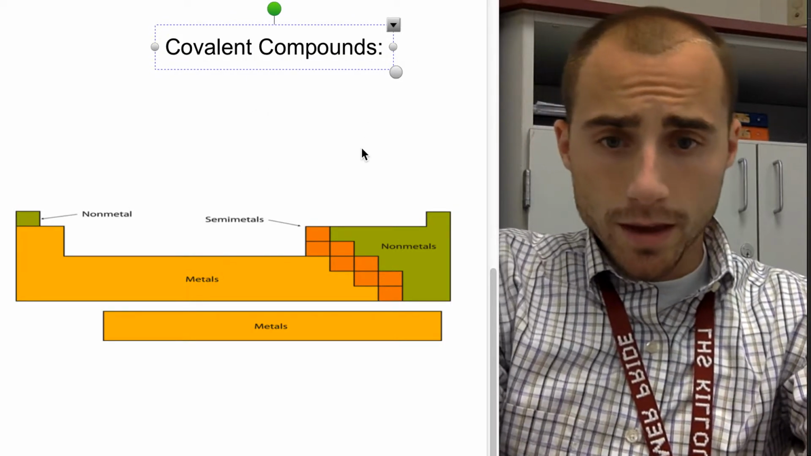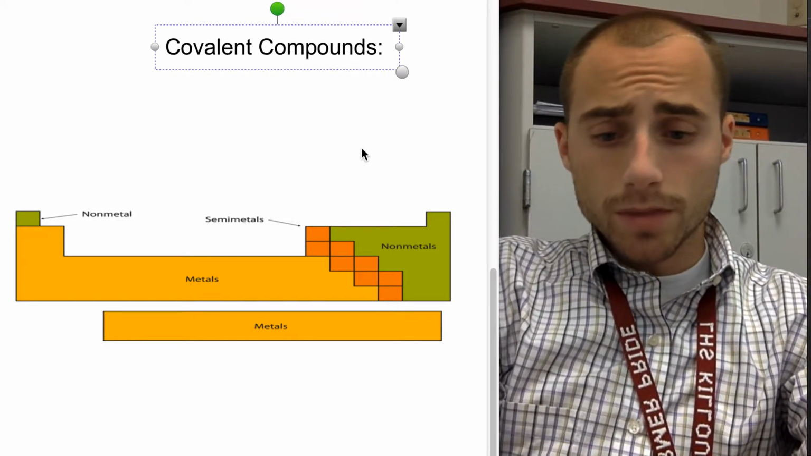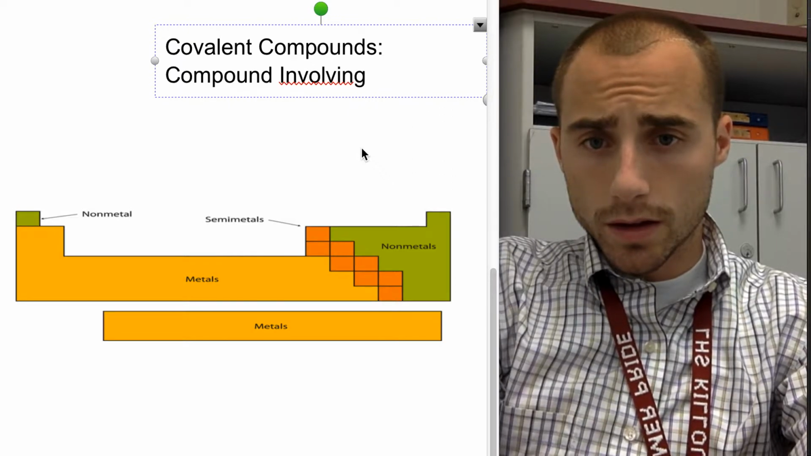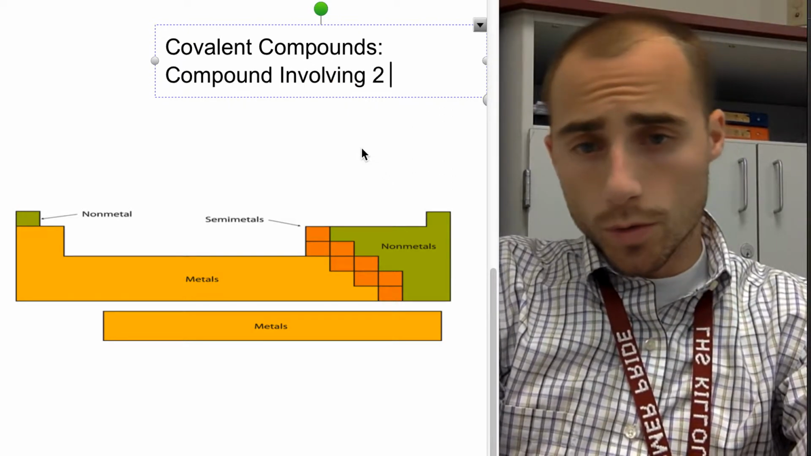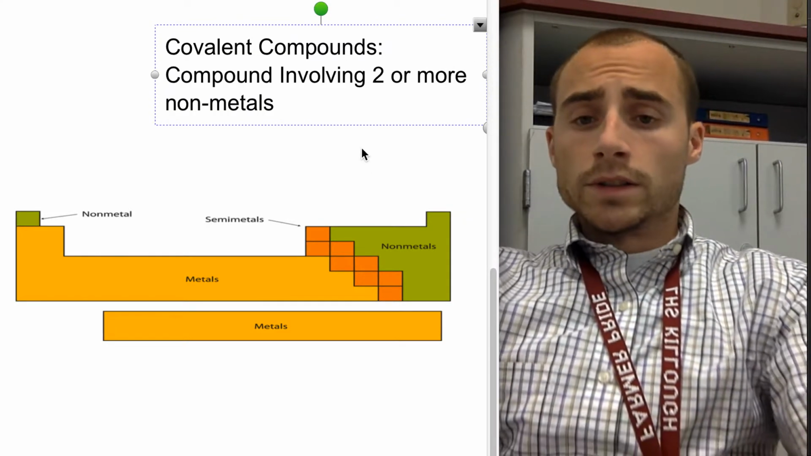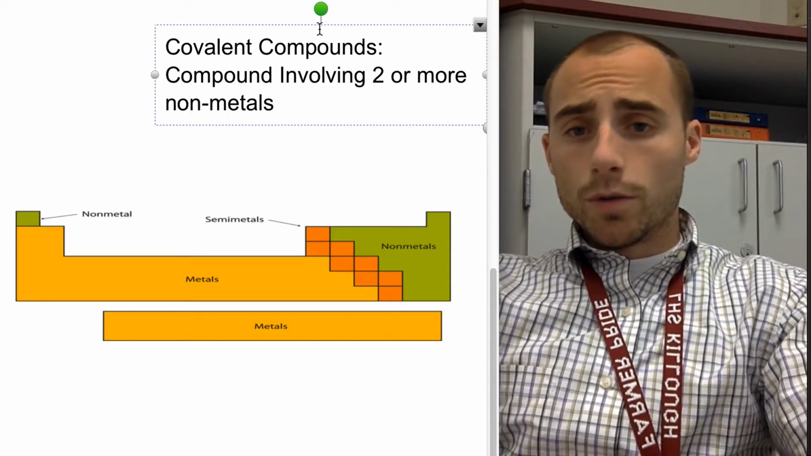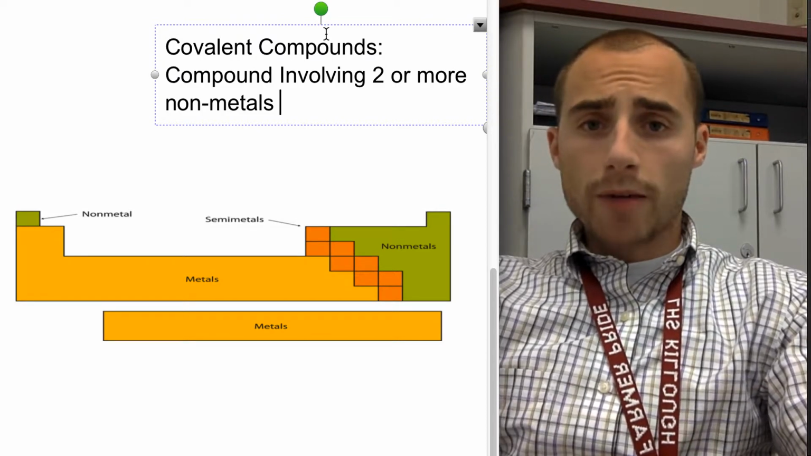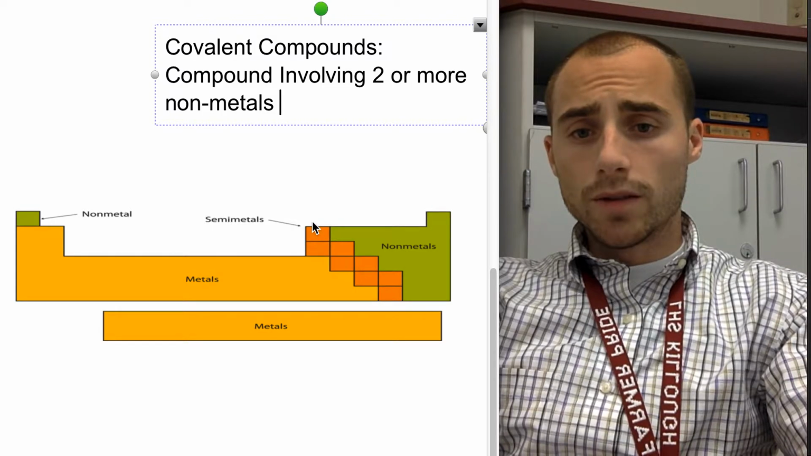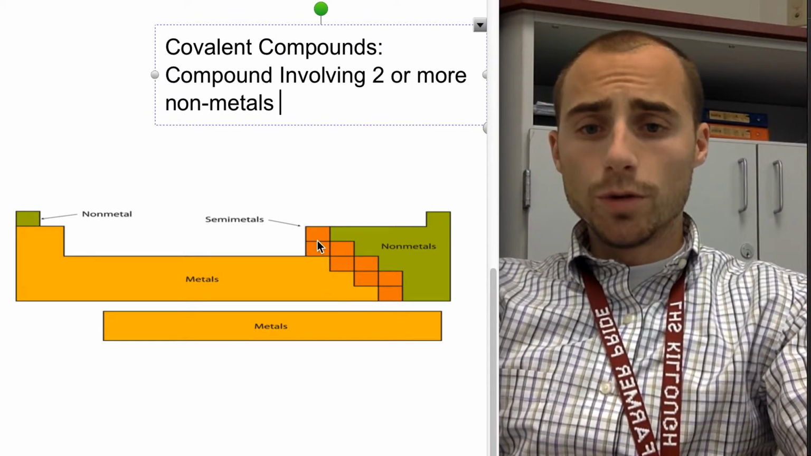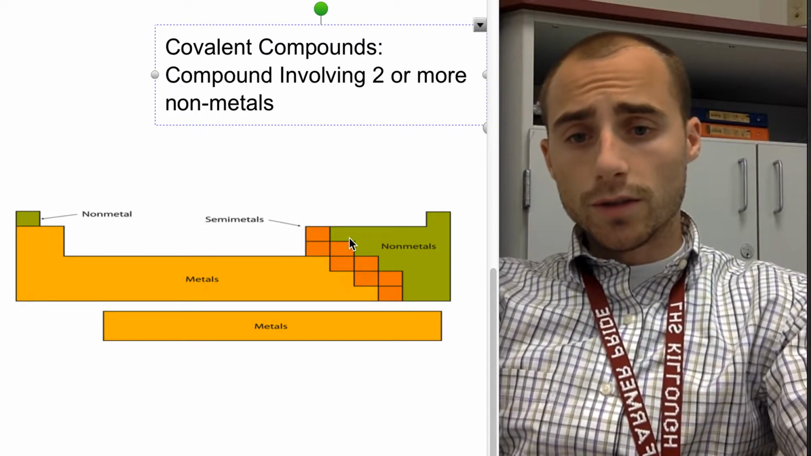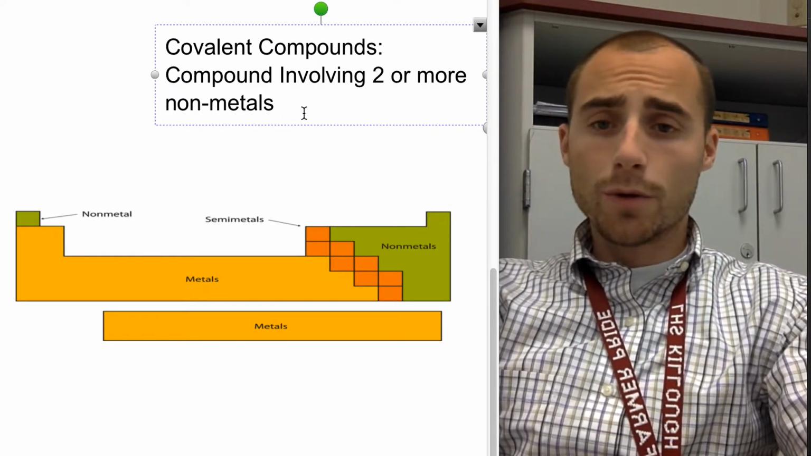Well, let's find out. A covalent compound is a compound involving two or more nonmetals. Now, if you remember back when we talked about elements, compounds, and mixtures, an element is just one individual element. A compound is two elements that combine to form something else. So if we took these two elements and combined them to form something else, that would form a compound.